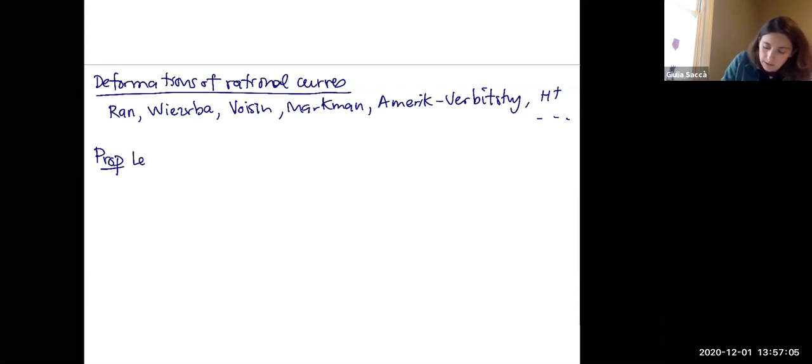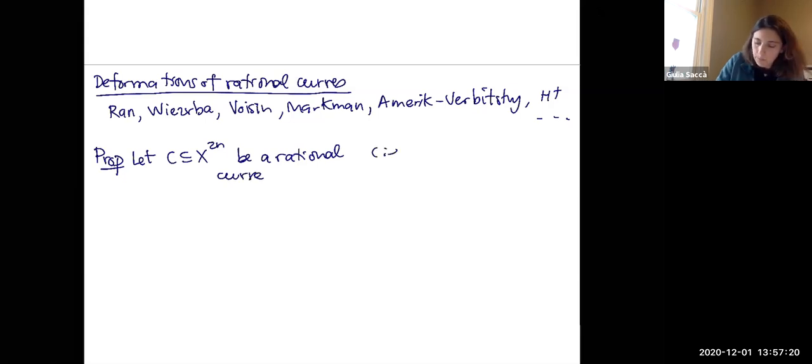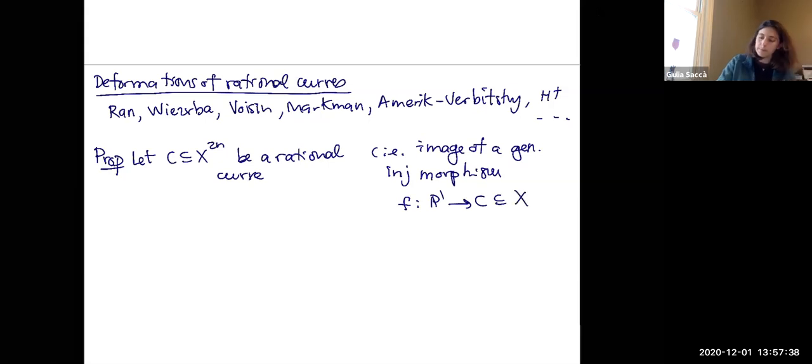Let C in X, X a hyperkähler of dimension 2n, be a rational curve. By this I mean the image of a generically injective morphism from P1 into X. Okay, and so the statement is the following.